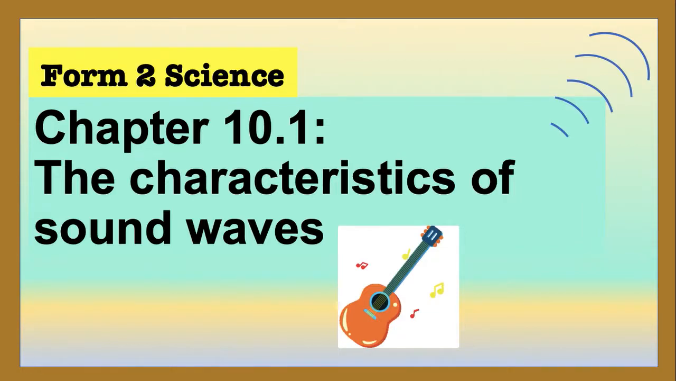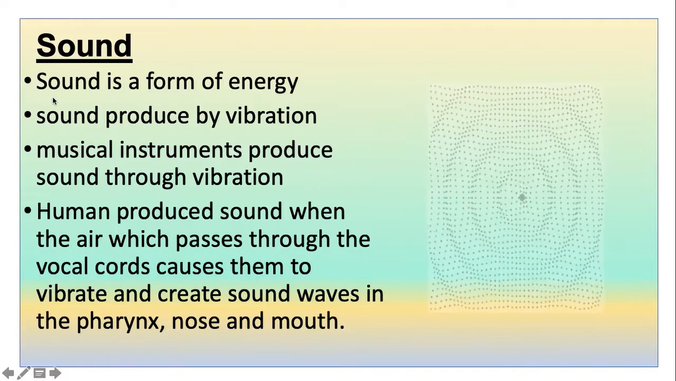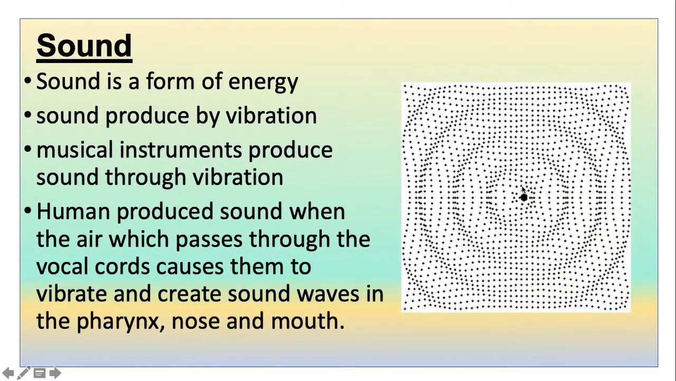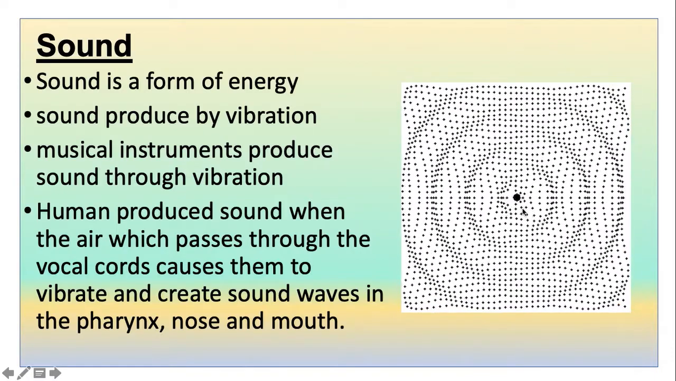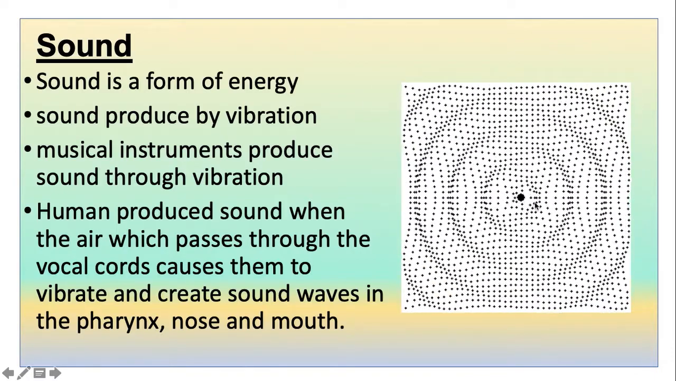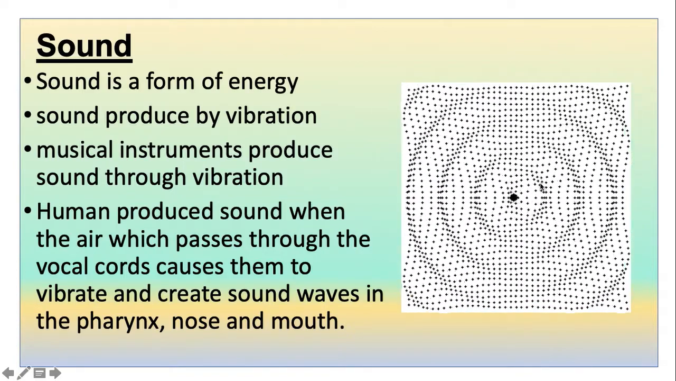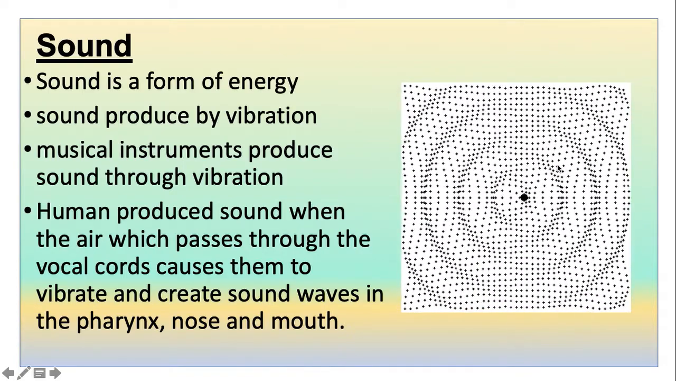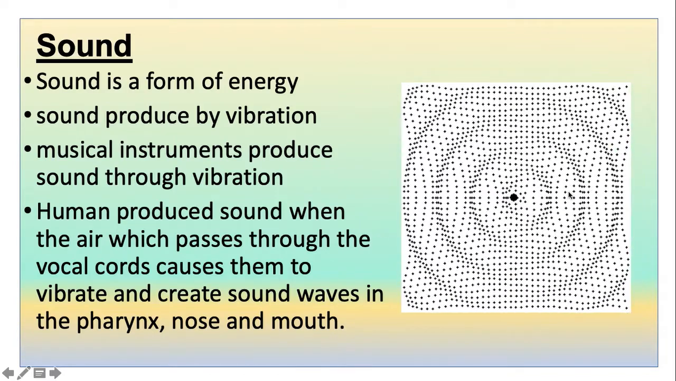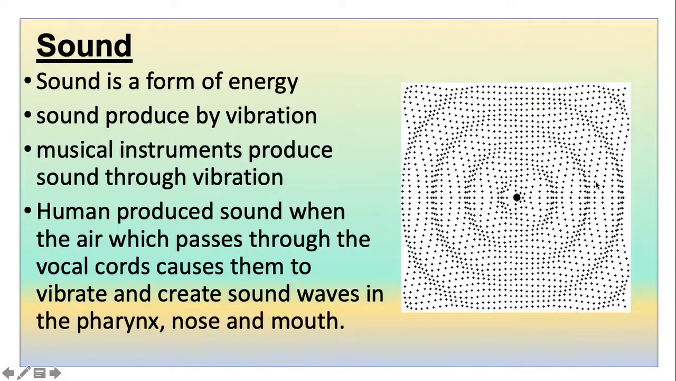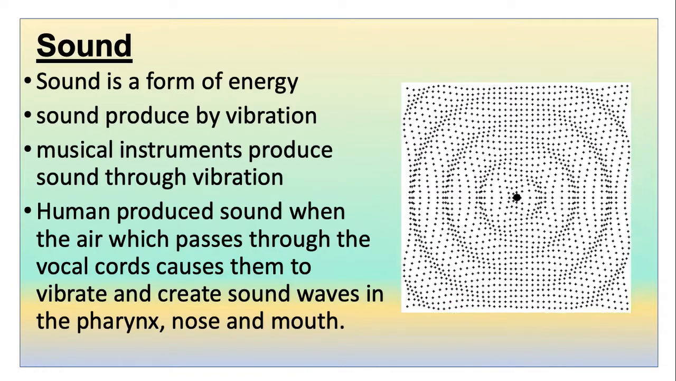Let's learn about the characteristics of sound wave today. Sound is a form of energy, produced by vibration. When an object vibrates, the particles near the object will also vibrate and collide with the particles nearby. This vibration transfers from one particle to another particle beside it in the form of a wave.